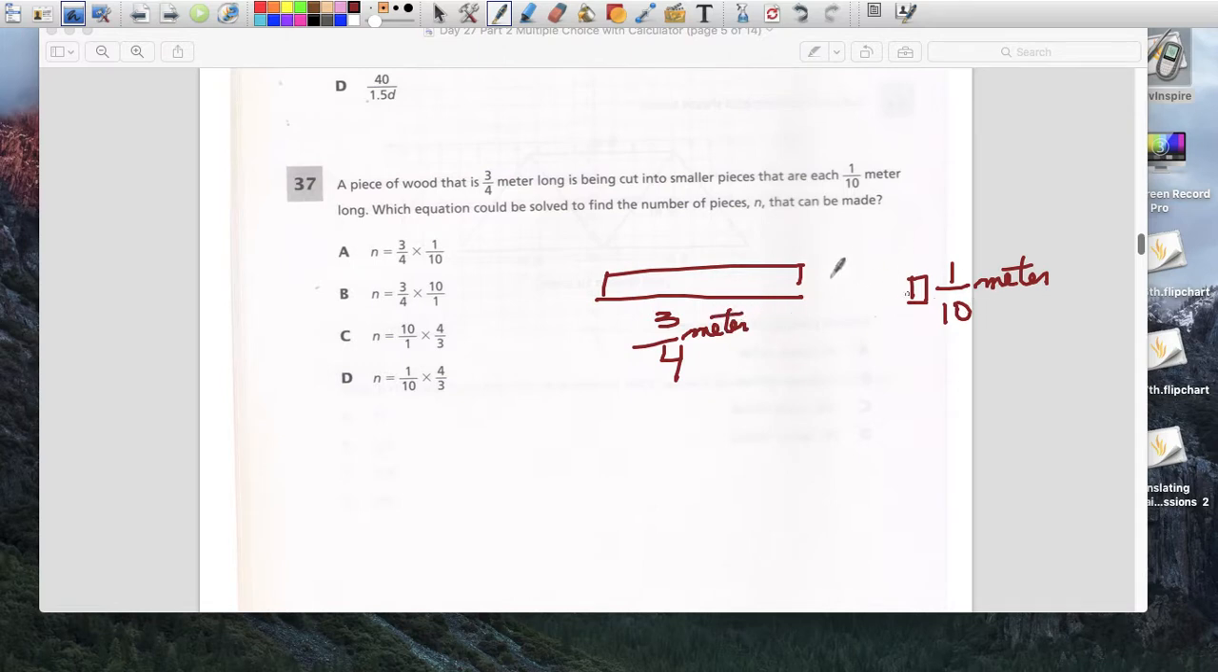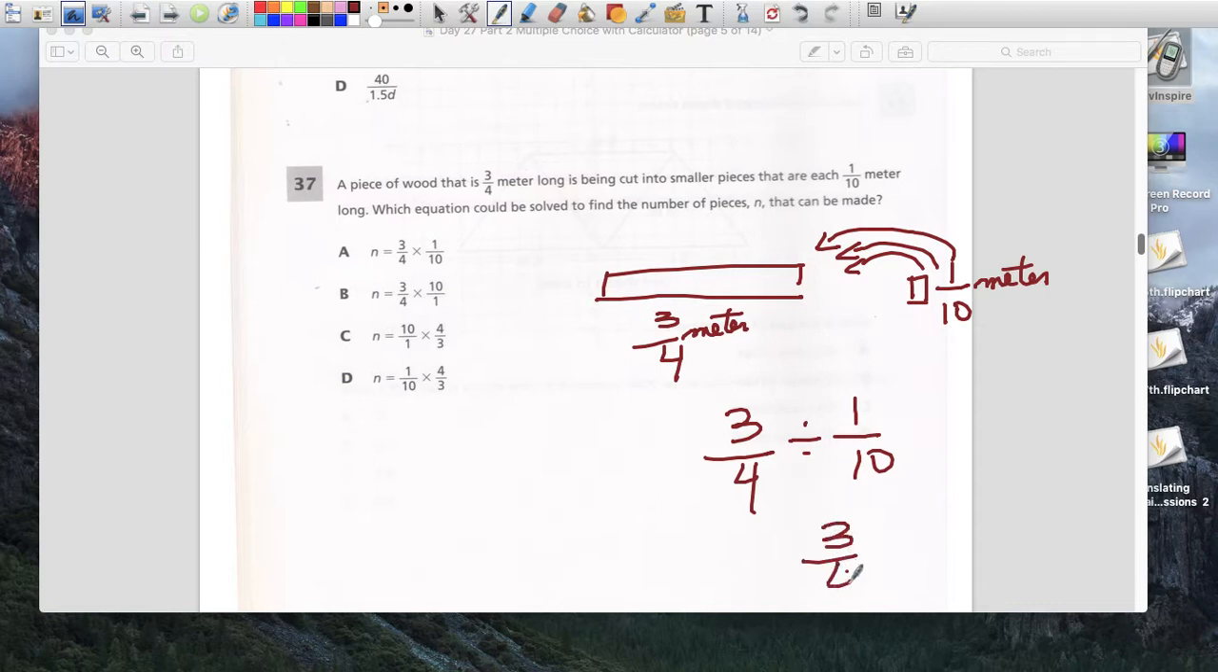They're not even asking us to find out how many pieces. They're just asking which equation we can use. So if I had this much, and I want to cut it down into 1/10 meter pieces, to find out how many of these fit inside the longer board, I would divide. Notice that each of these multiple choices has a multiplication. Remember that one way of dividing fractions is to take 3/4 and multiply by its reciprocal. So the multiple choice answer is in multiplication format.